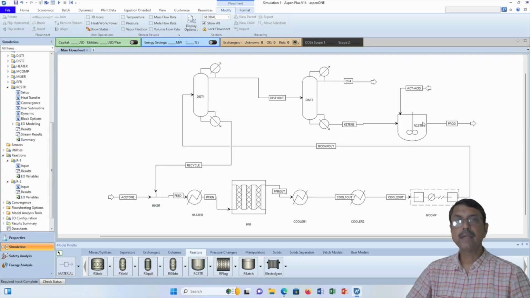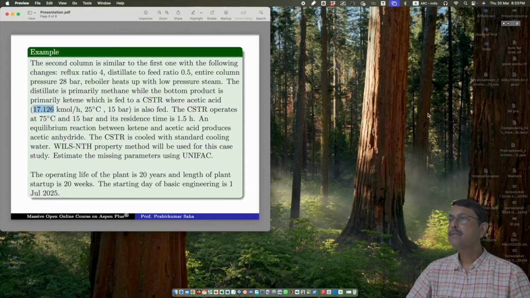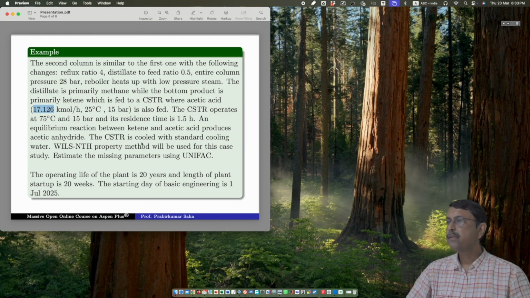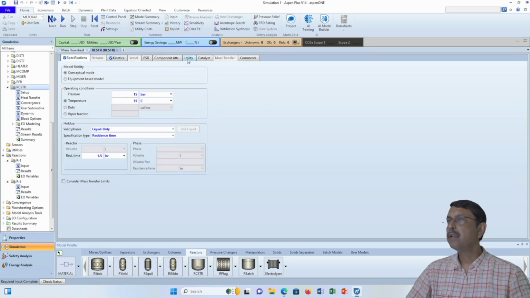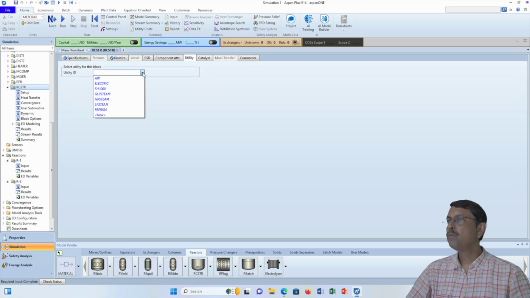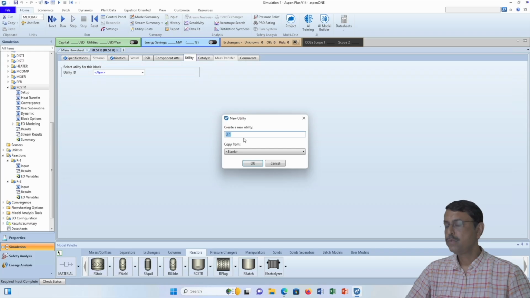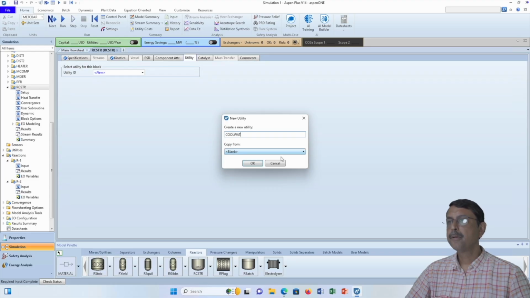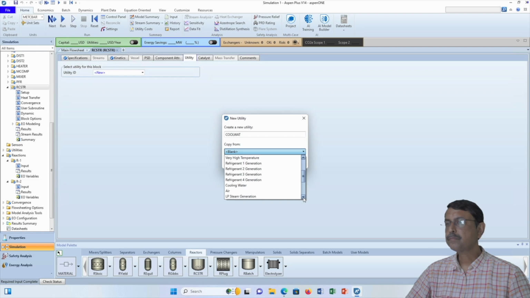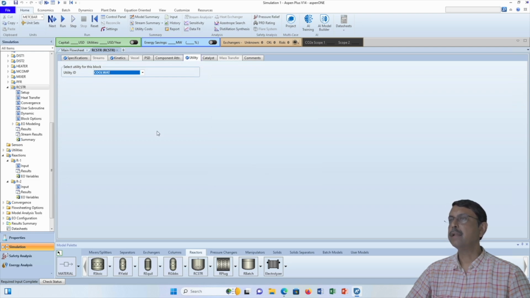Now we have to specify the utility for CSTR, right? So what is that? CSTR is cooled with standard cooling water. So we have to again open CSTR and utility. We don't have cooling water over here, so we have to specify another utility, that is cool water. Okay, which is actually cooling water. So, right, so these are cooling water.